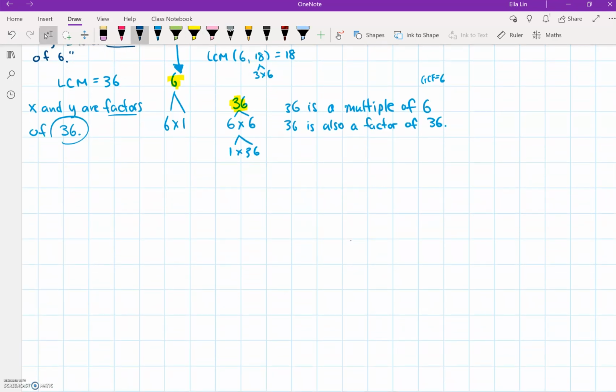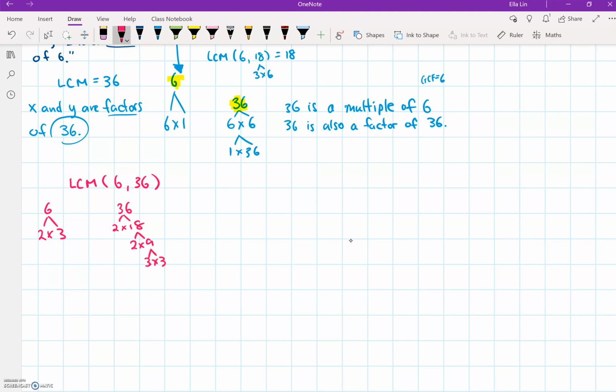Okay, so I'm going to scroll down here. LCM of 6 and 36. So let's find the LCM just to make sure. How do we find the LCM? Well, you know me, I like to use the prime factorization method, so I'm going to factorize it here. 6 can be factorized into 2 times 3, and 36 here can be 2 times 18, 2 times 9, and then you have 3 times 3.